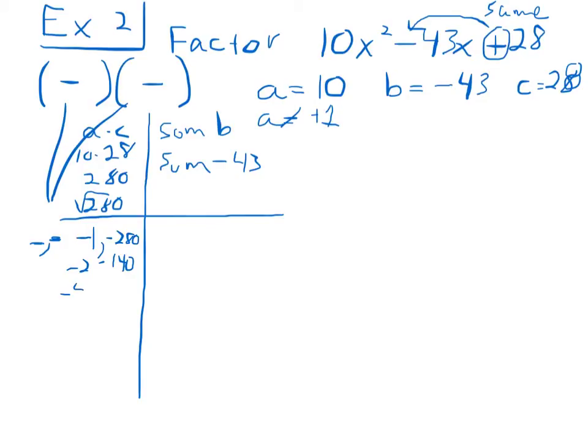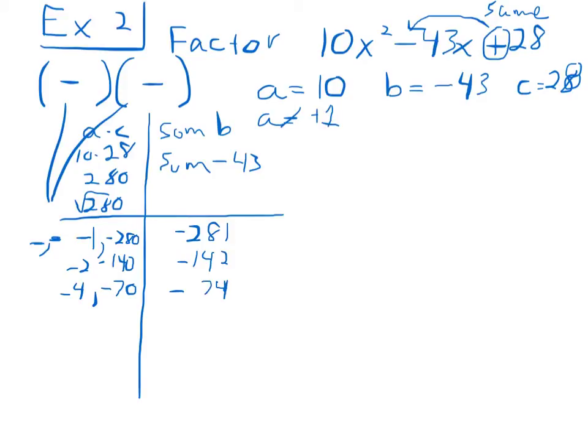So let's see, we have negative 4. 280 divided by 4 then would be 70, so negative 70. Okay, so again, I'm thinking of these as items. That'd be negative 281. That ain't it. That'd be negative 142. That ain't it. Negative 74. That ain't it.